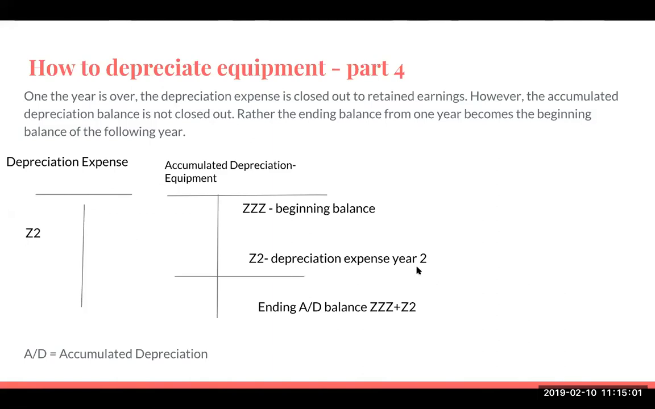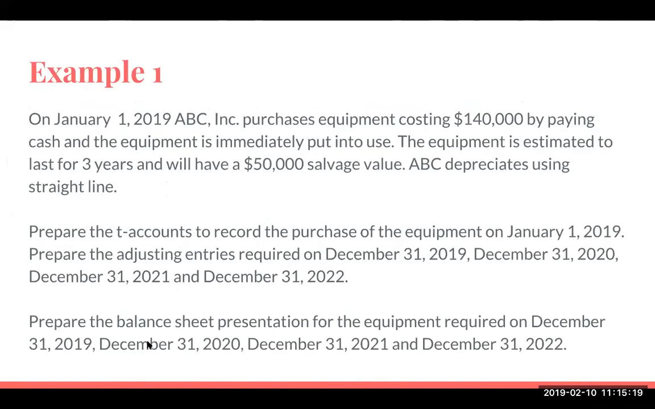So there you go. So I've got over here my ZZZ, which is my beginning balance, plus my depreciation expense, or what my entry was here. And then this over here would be giving me my ending balance. When I use A/D, what does that mean? It's an abbreviation for accumulated depreciation.